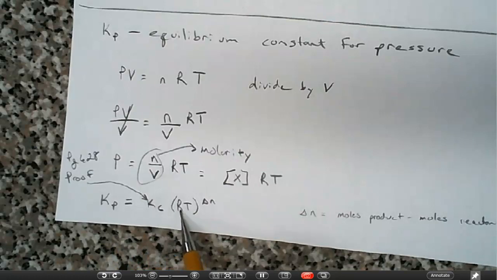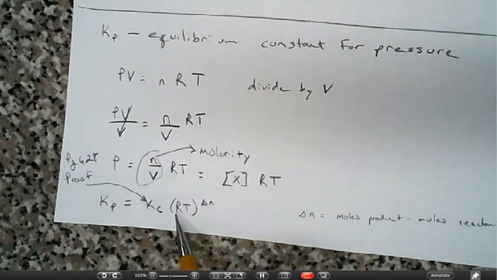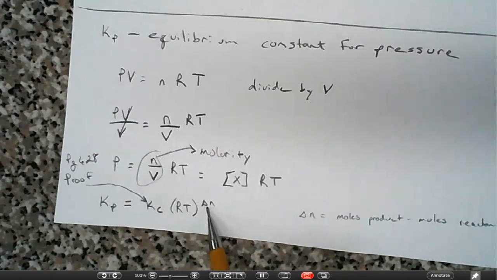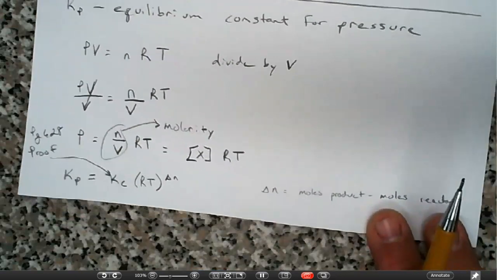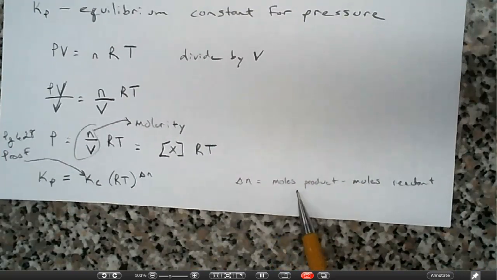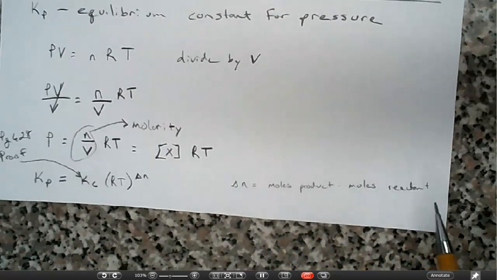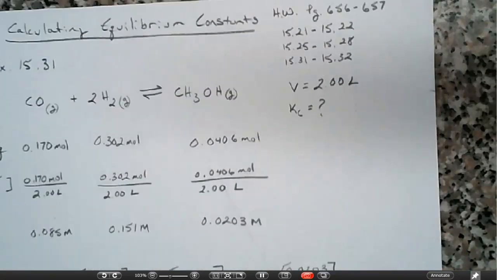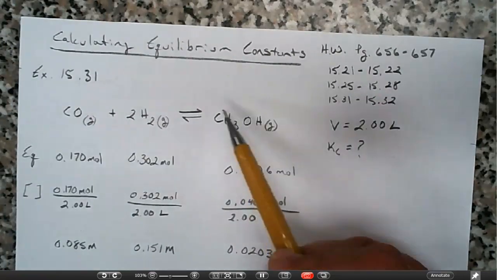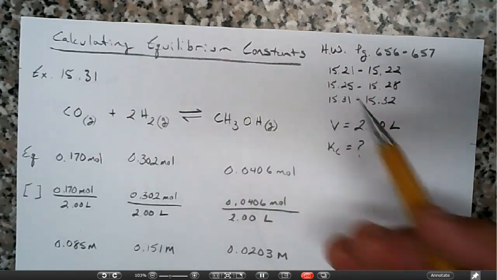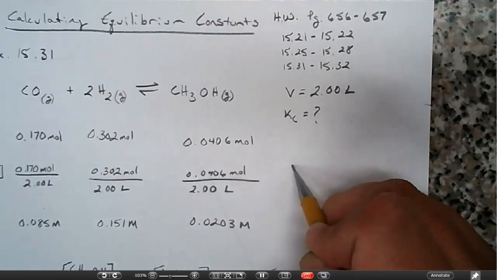Kc times RT. R is your gas law constant, that R constant, and then here's T. Now this is a delta N, and I wrote out a little spot here for delta N. Delta N is the moles of the product minus the moles of the reactant. So just for example, we go all the way back up here to the methanol one. There's 1 mole here.